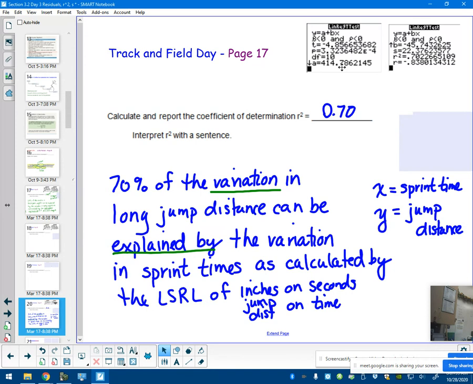Because for high jump, you don't need to be speedy. Technique. Yep, technique. So there's 30% that isn't explained by speed. It's explained by other things. But this is telling us that most of it is explained by how fast you are. Usually people who can run the 100-meter dash pretty quickly are also very good long jumpers.